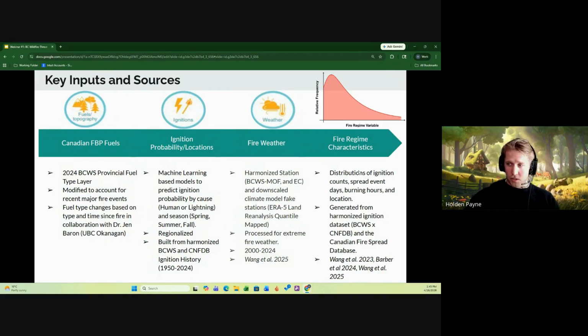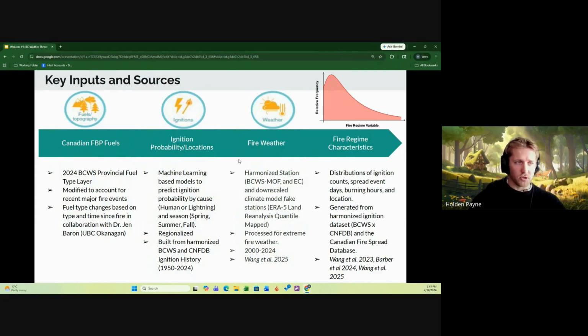And then our fire regime characteristics, again, these are the things that we really had to tune and took quite a bit of work. This was generated from the harmonized ignition data set, the BCWS and CNFDB data set, and the Canadian Fire Spread Database. So we used that spread database to build our burning hours distribution and our spread event day distribution that goes into the model.